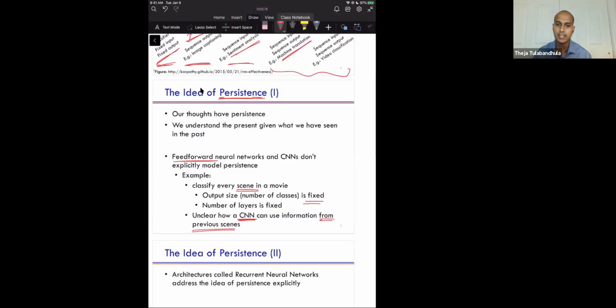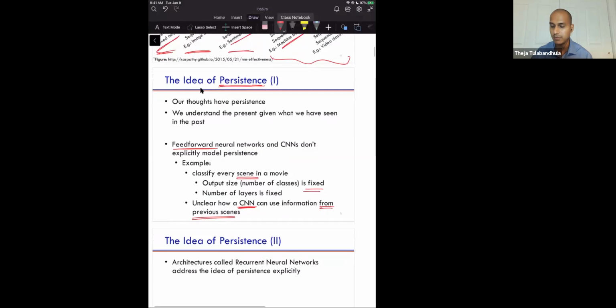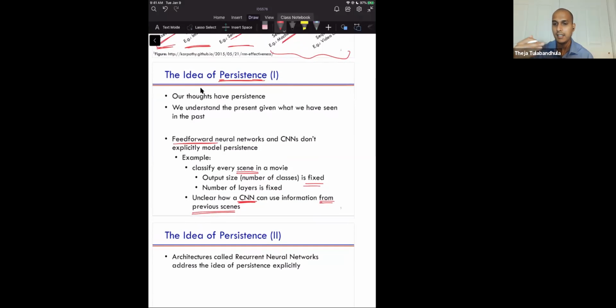So if you're classifying the first scene, then the second scene, then the third scene, there's no information that you're exploiting from what you did before. Maybe the last scene was of type A, then maybe the next scene is going to be of type A itself, or something very similar, rather than a completely arbitrary scene, right? So there's some sequential information that you can try to use, which a classifier applied again and again, ignoring the sequence, will not exploit.